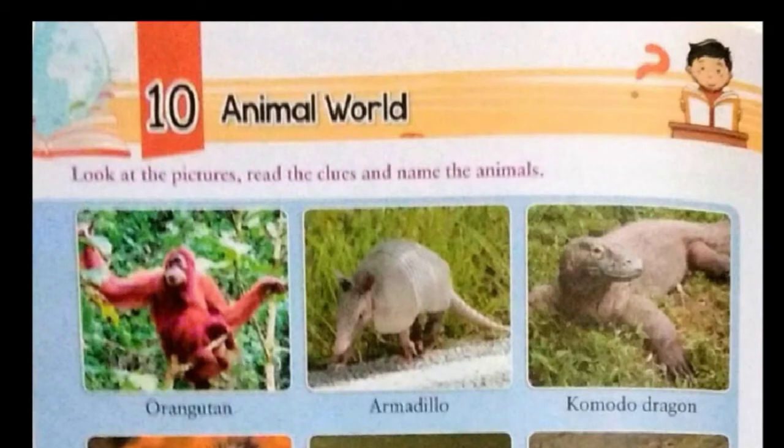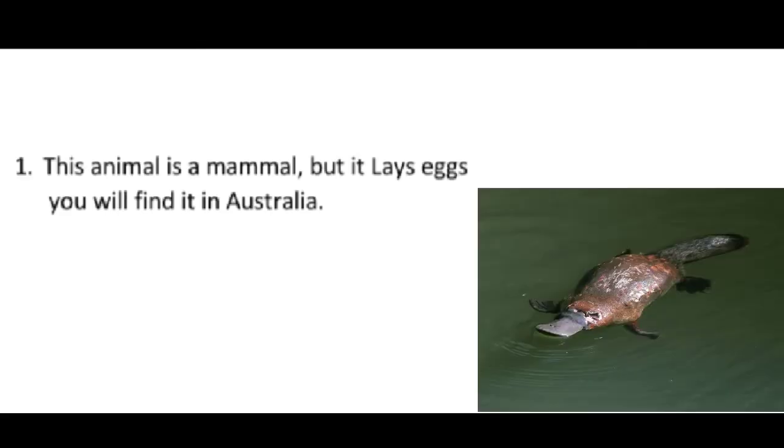So now we have reached our exercise number 10, that is animal world. So we have to look at these pictures, read the clues given down and name the animals. So let's start this exercise. Our question number 1 is, this animal is a mammal but it lays eggs. You will find it in Australia. Can you recognize it? Yes, it is platypus.